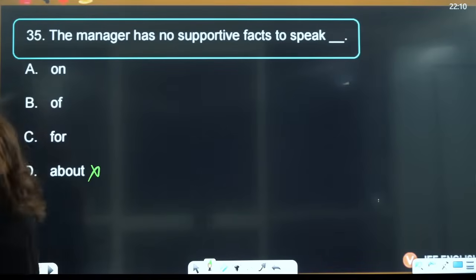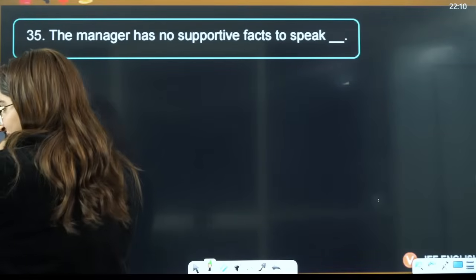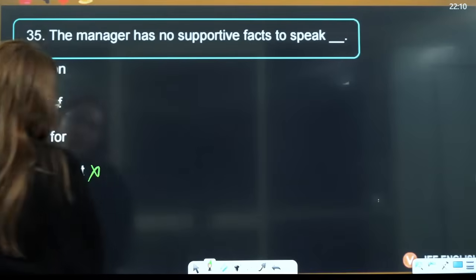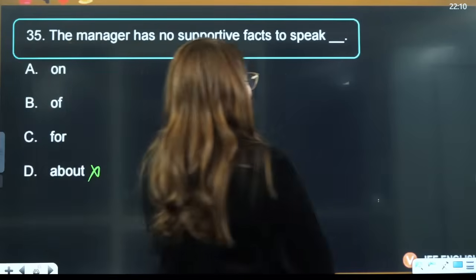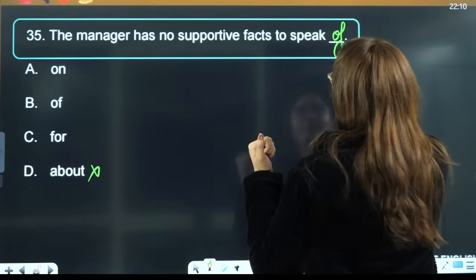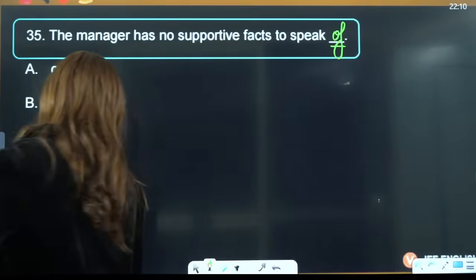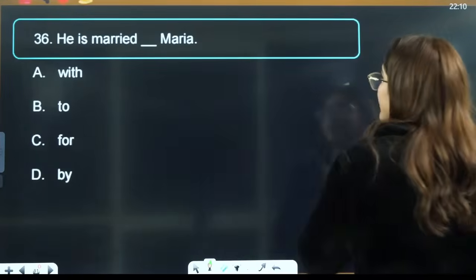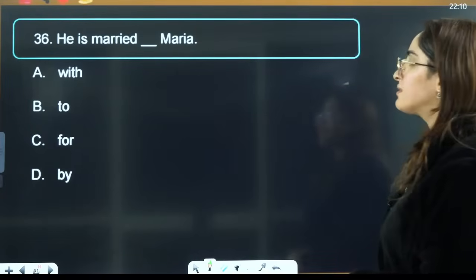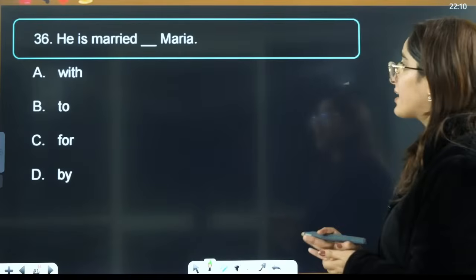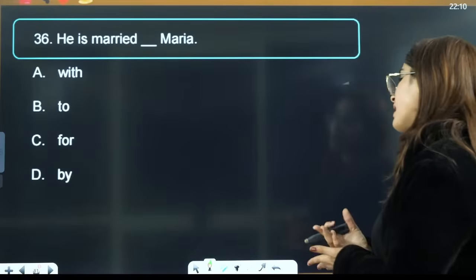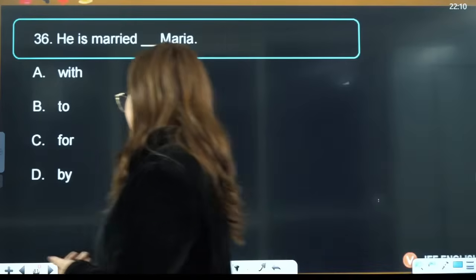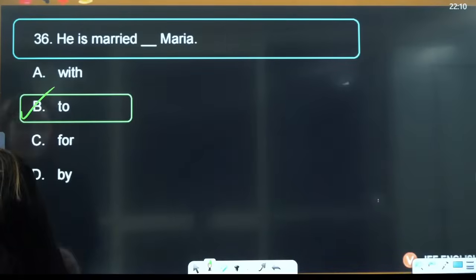So no confusion. ChatGPT says of. Okay, if your ChatGPT is saying of, then I'll say of here, but I have a big doubt on this. Okay, but I'll say chalo, of here. Right? Okay. Now next is he is married. He is married with Maria, married to Maria, married for Maria, married by Maria. It's definitely he is married to Maria. Right? Okay.